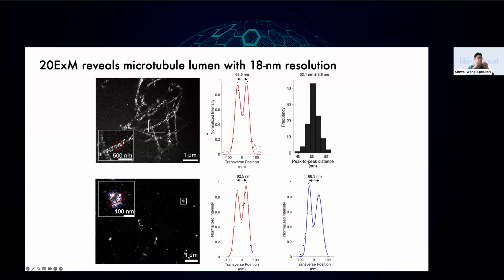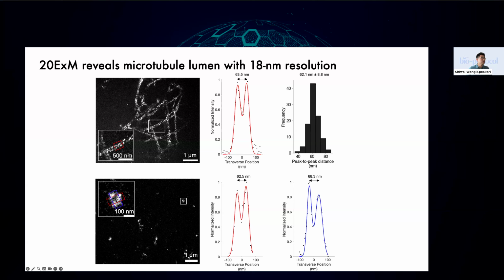And essentially, you have this microtubule that's stained with primary and secondary antibodies in a cell. And when you visualize the secondary antibody with high enough resolution, you will be able to see the lumen within this wall of secondary antibodies. And with 20XM, we're able to see very clearly this gap between the two layers of secondary antibodies, both in microtubules that are parallel to the imaging plane, as well as microtubules that are perpendicular to the imaging plane.